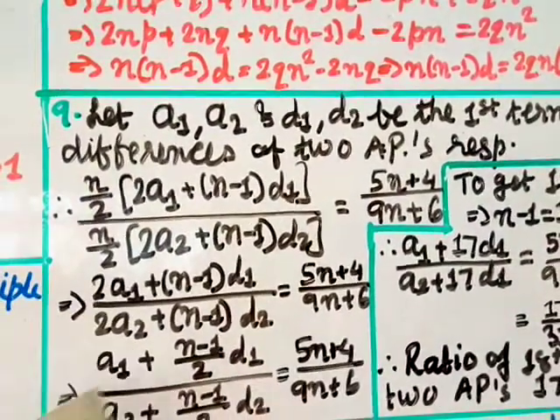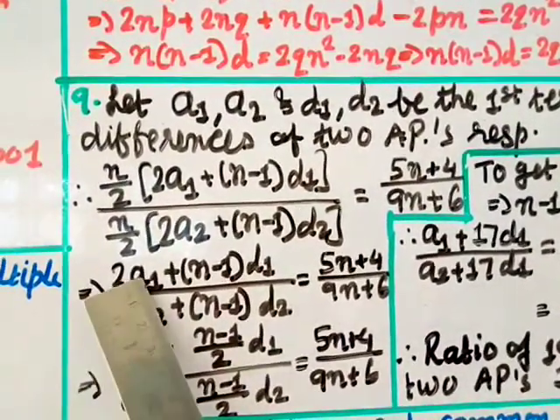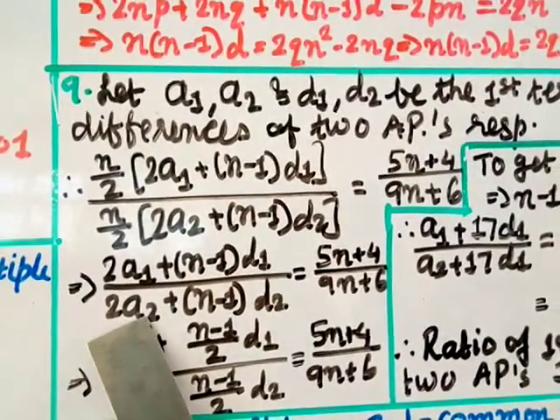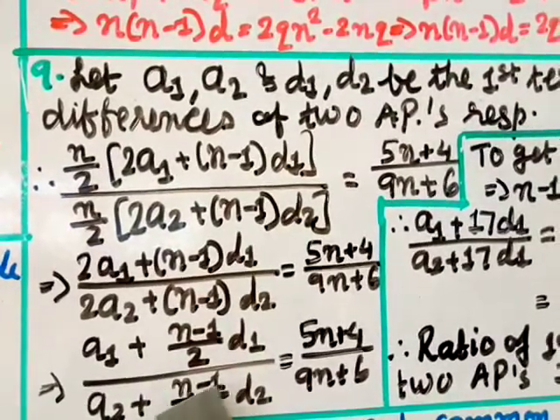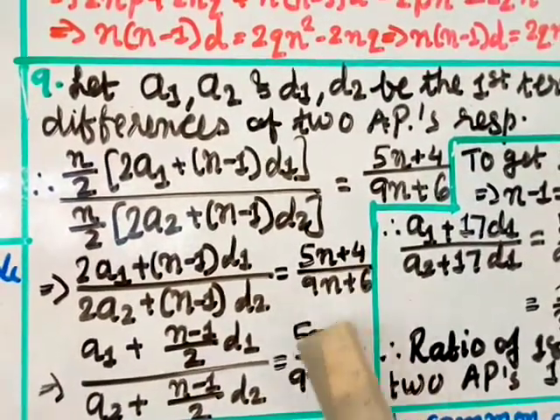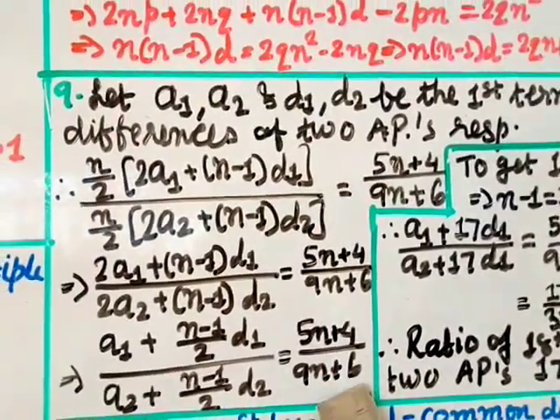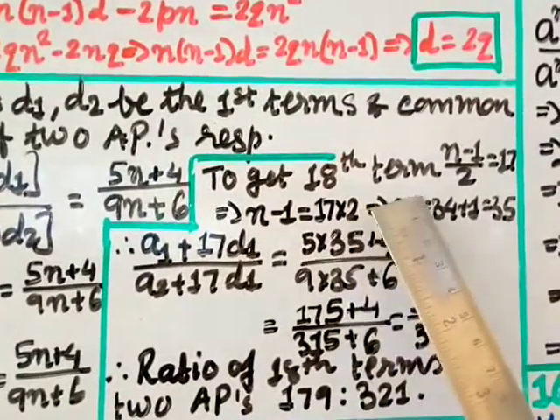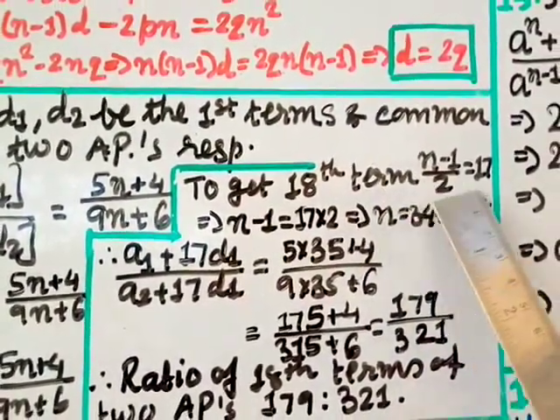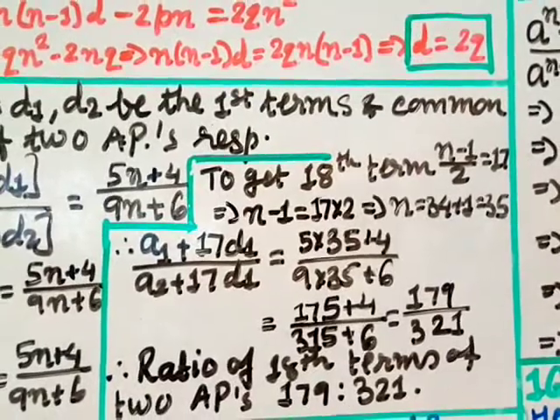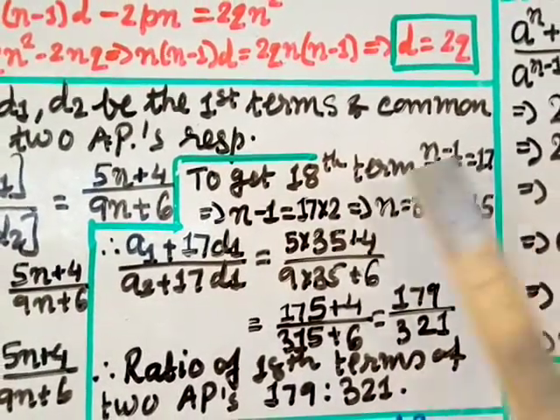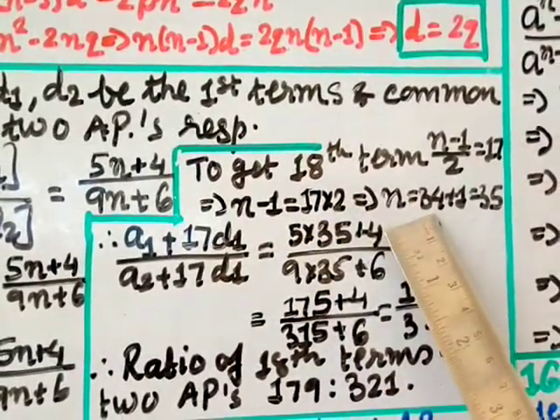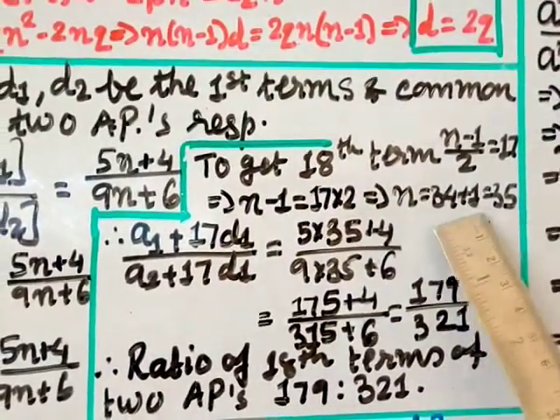Now here I am dividing these terms by 2. So you divide by 2, and you get a1 plus, dividing by 2, (n minus 1) by 2 into d1, over a2 plus, dividing by 2, (n minus 1) by 2 into d2, equal to this as it is, 5n plus 4 over 9n plus 6. Now we are asked to get the 18th term. To get the 18th term, we need (n minus 1) by 2 equal to 17. Then you get the 18th term. So 2 transfer and multiply with 17. So you get n minus 1 equal to 17 into 2, which is 34. And this minus 1 if you transfer, it becomes plus 1, n equal to 35.